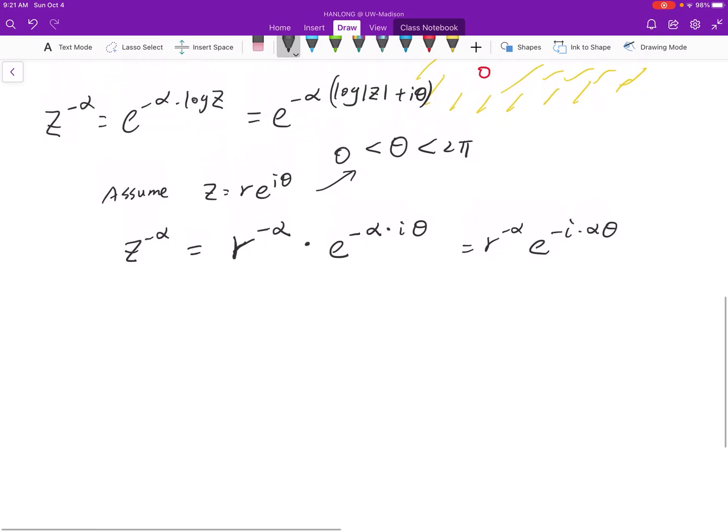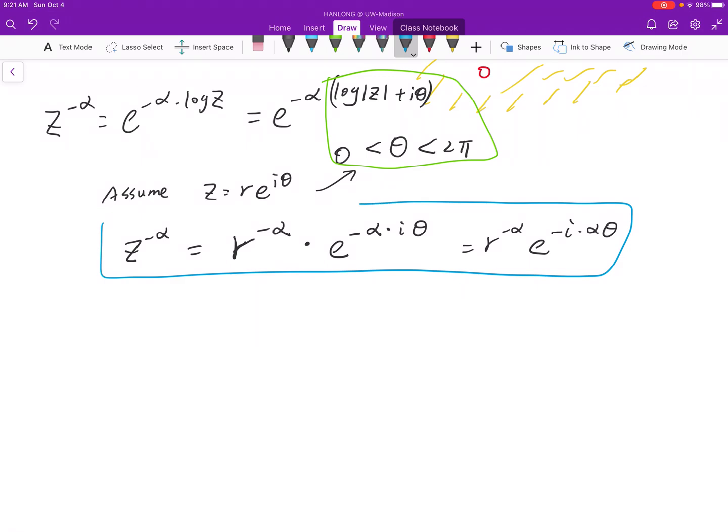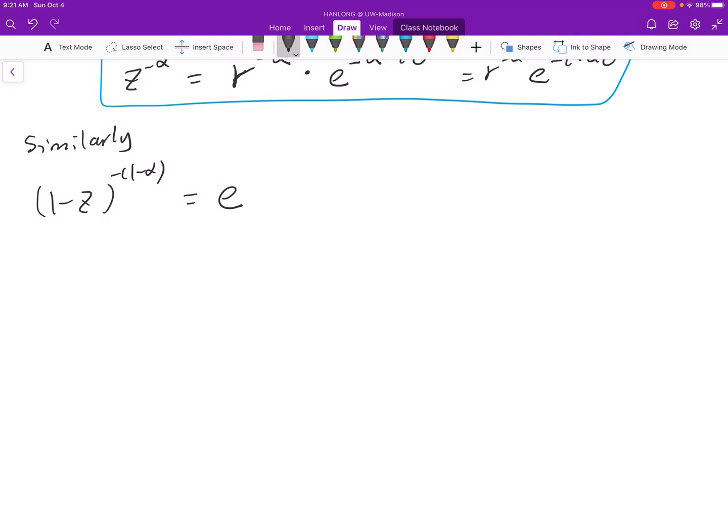This is because of your choice of the branch. So this is the choice of the branch. This is the final formula we are going to use in the following for z to the negative alpha. And similarly, for 1 minus z to the negative 1 minus alpha, we rewrite it as exponential of negative 1 minus alpha log 1 minus z.